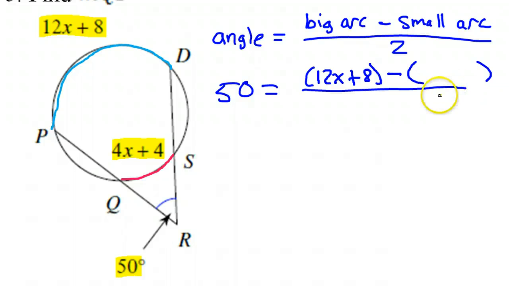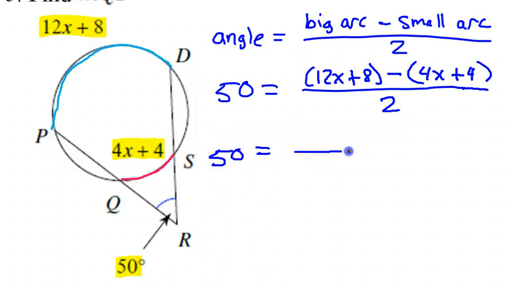Notice I'm using parentheses. I always do that when I have a binomial or a trinomial. So small arc is the 4x plus 4. The reason why I put it in parentheses is to remind me that whatever goes here must be distributed. Divided by 2. So a common mistake would be to not put parentheses and leave this as a positive 4. But we know better.